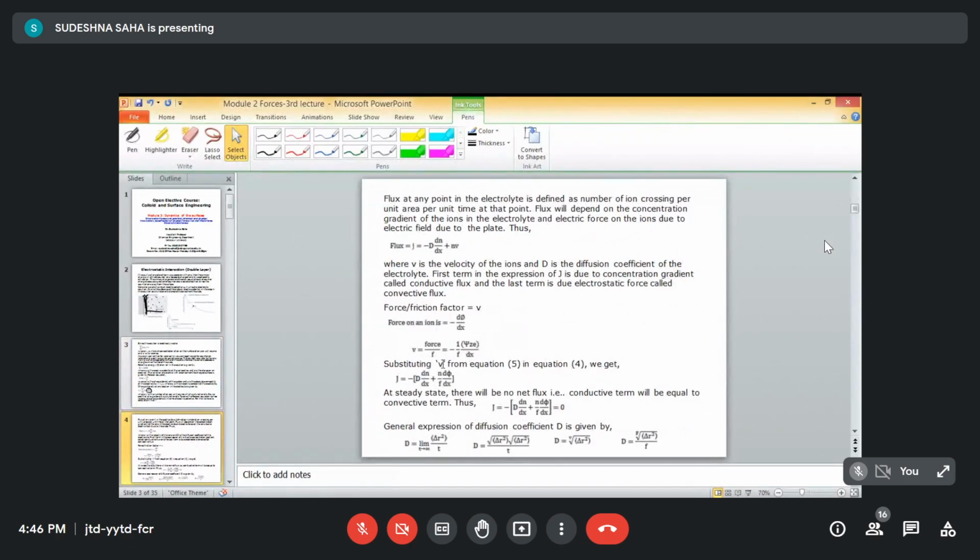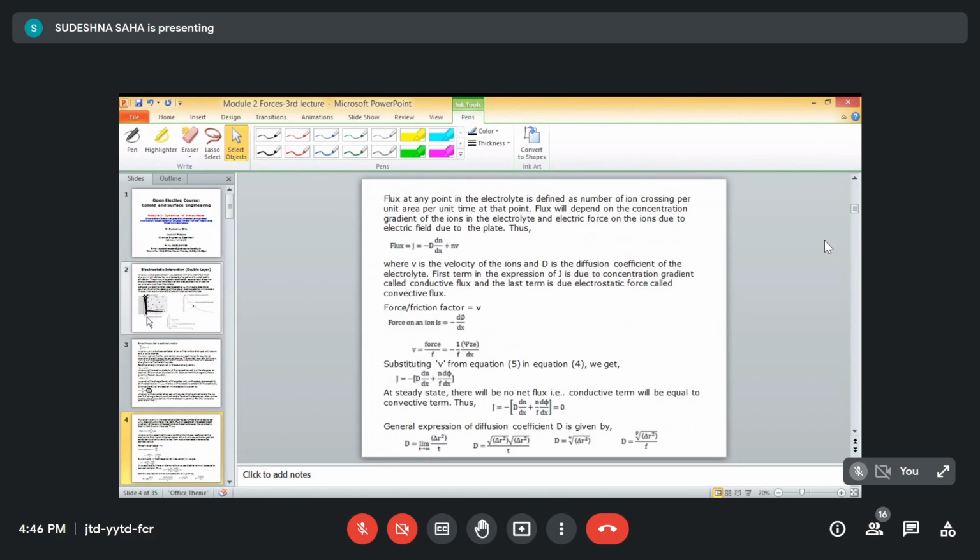Now you substitute v from this equation into this equation and simplify it, and you will obtain this kind of equation where flux J equals to minus D dn by dx plus n into d phi divided by F into dx.